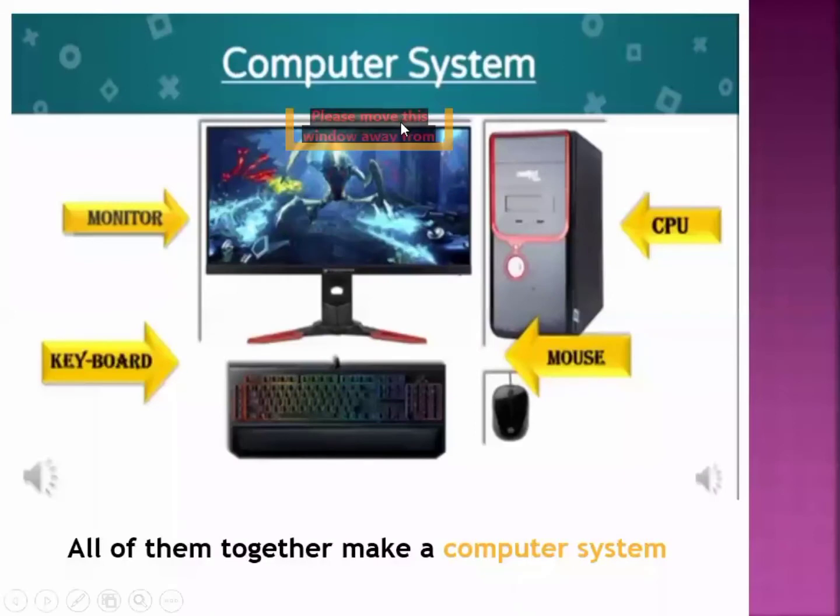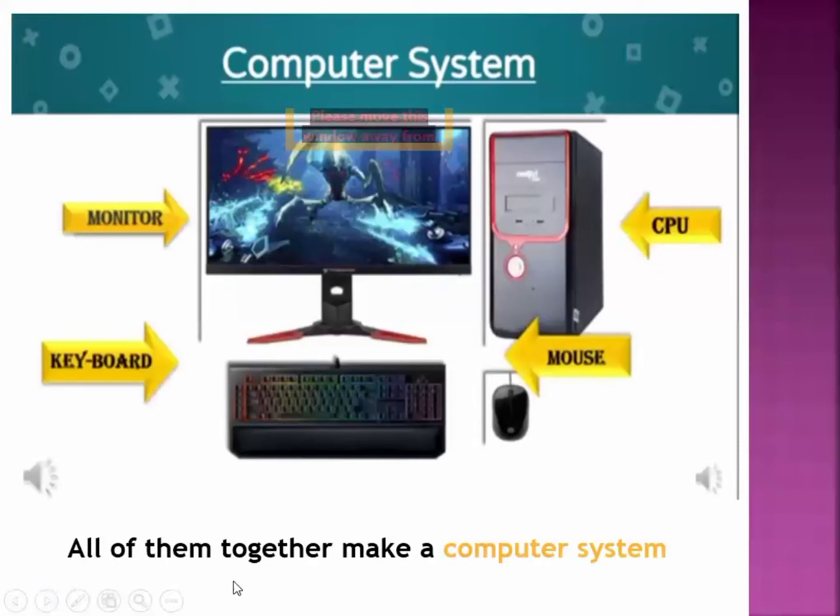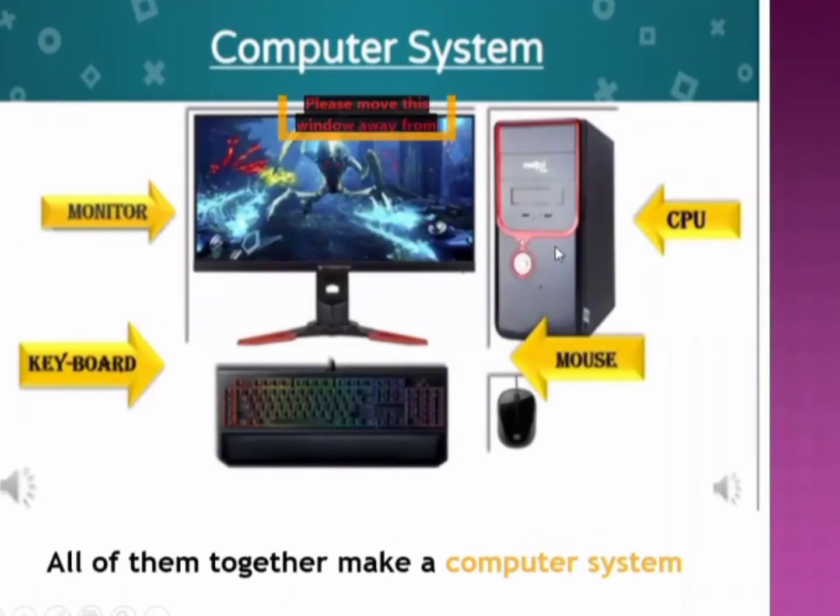So this is a picture of a computer system. A computer has four main parts: monitor, keyboard, CPU, and mouse. When we combine all the parts of a computer, it makes a computer system.